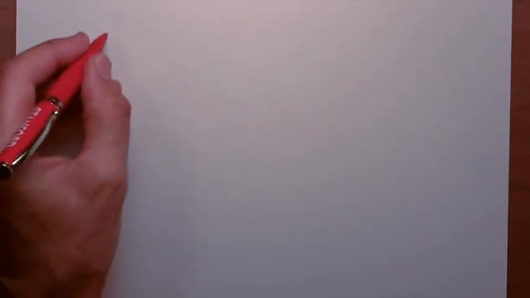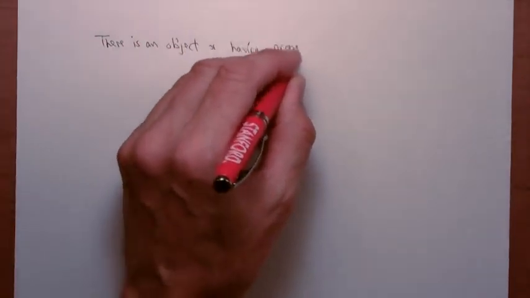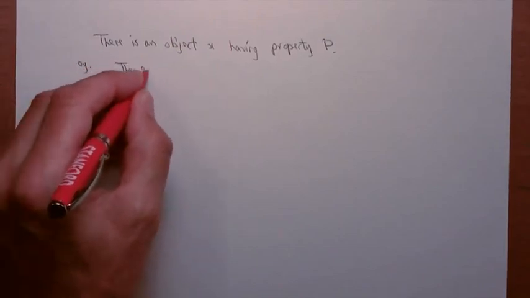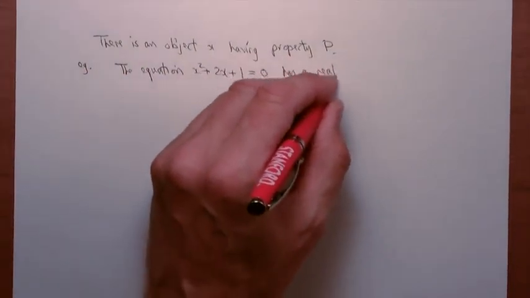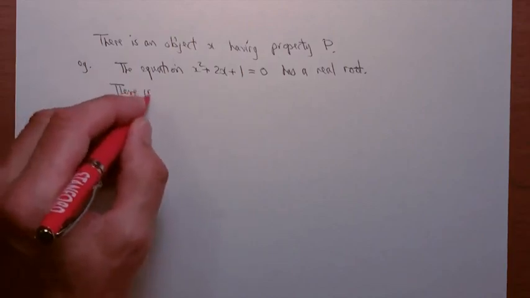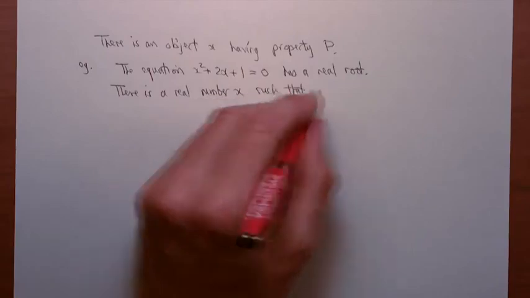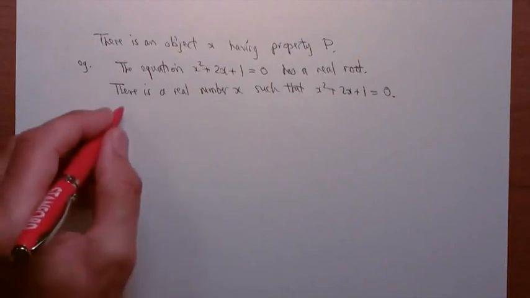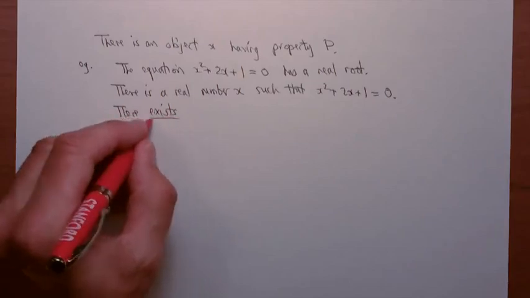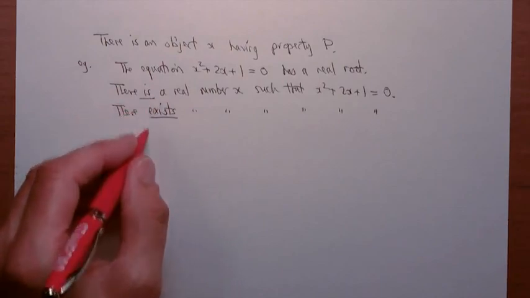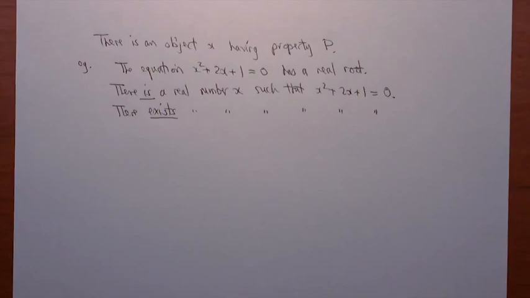We're looking at statements of the form, there's an object X having property P. For example, the equation x squared plus 2x plus 1 equals 0 has a real root. We can emphasize that this is an existence statement by writing it in the following form. There is a real number x such that x squared plus 2x plus 1 equals 0. Or we could write it this way. There exists a real number x such that x squared plus 2x plus 1 equals 0. Doesn't matter whether we write it with an is or an exists, it's an existence statement.